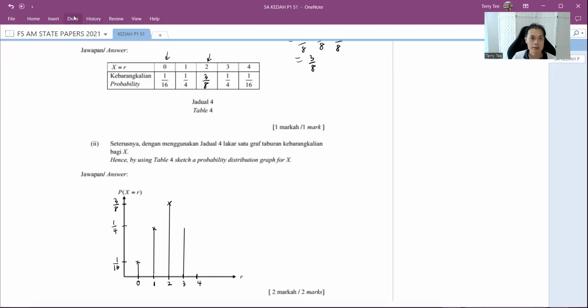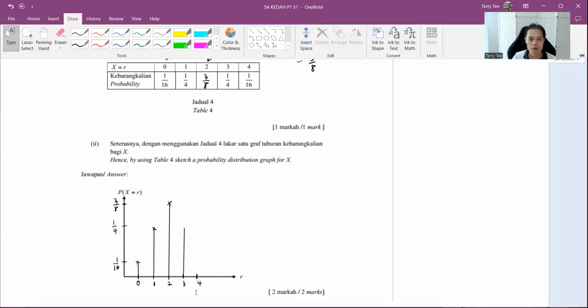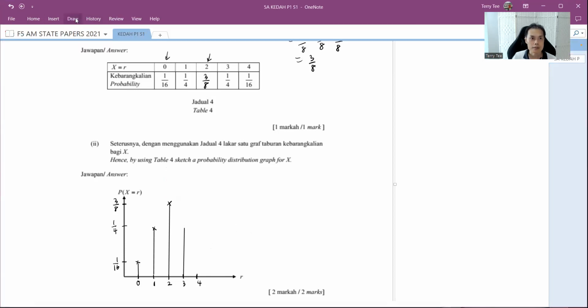And draw another 1/16. All right, 1/16. There we go. Oops. All right. Well, looks a bit funny. Okay. I guess it's all right. Okay, so that's it. That's my graph of probability distribution for X.